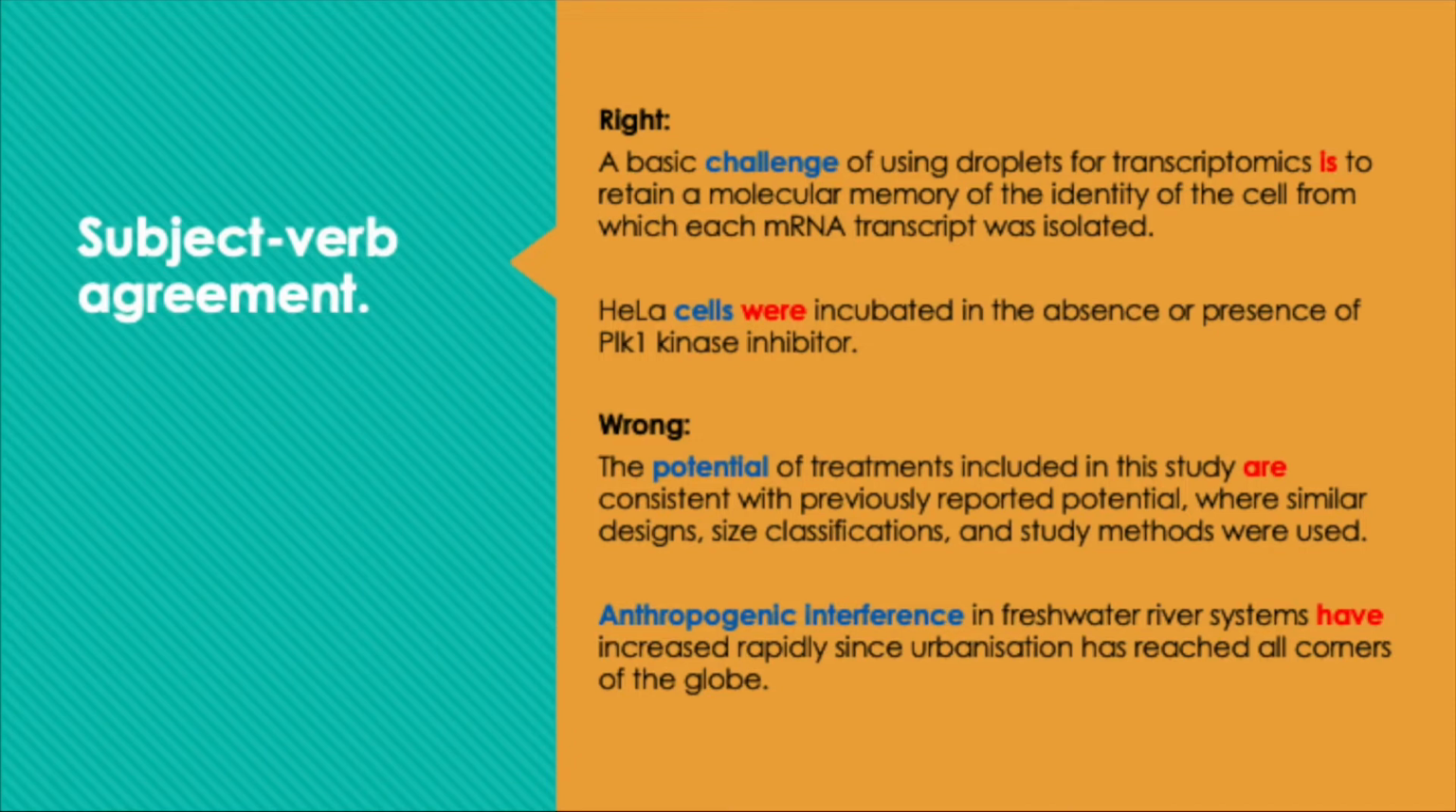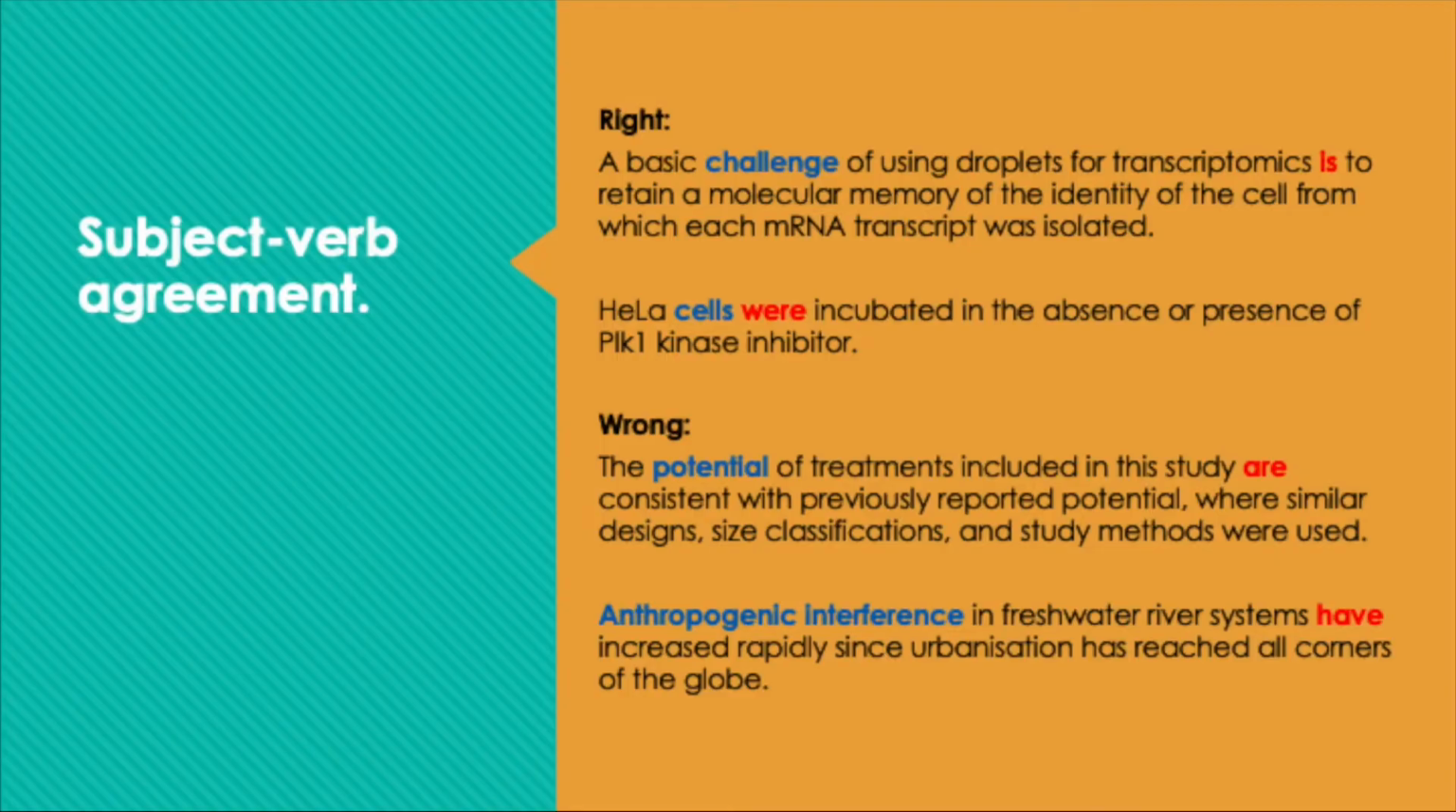Let's look at a few more examples of subject-verb agreement or lack of agreement. We'll look at 2 correct sentences and 2 incorrect sentences. Okay, first, correct: a basic challenge of using droplets for transcriptomics is to retain a molecular memory of the identity of the cell from which each mRNA transcript was isolated. So our main noun there is challenge. That's singular. And the clue for that is a. It says a basic challenge. So a indicates that challenge is singular. And so we have the singular is.